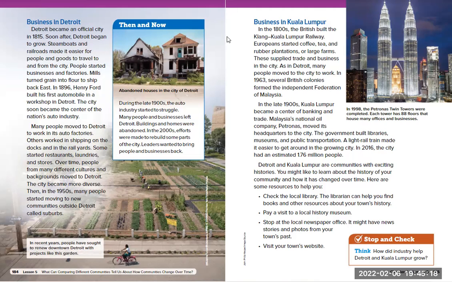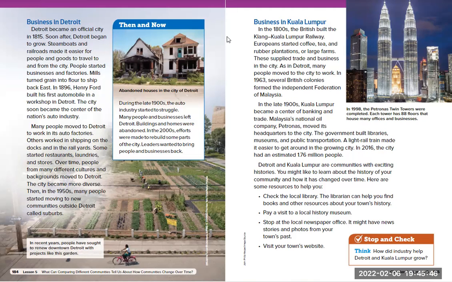Detroit and Kuala Lumpur are communities with exciting histories. You might like to learn about the history of your community and how it has changed over time. Here are some resources to help you. So in your project that you're going to be turning in at the end of next week, so next week Monday, you are going to need to research the community that you're writing about. That means that you can use these resources as well.